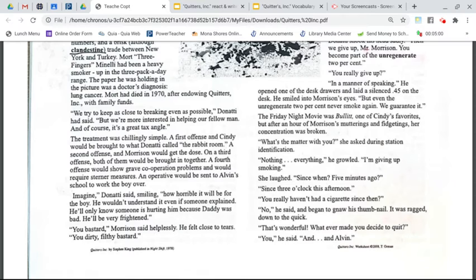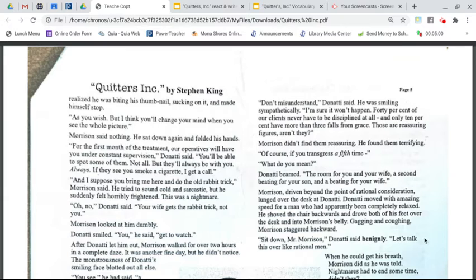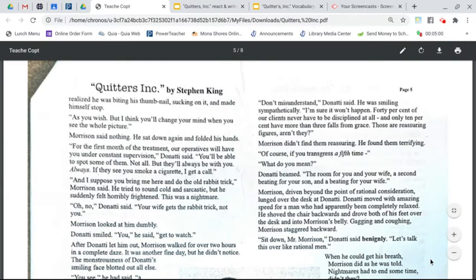Imagine, Donati said, smiling, how horrible it would be for the boy. He wouldn't understand it even if someone explained. He'd only know someone is hurting him because Daddy was bad. He'll be very frightened. You bastard, Morrison said helplessly. He felt close to tears. You dirty, filthy bastard. Don't misunderstand, Donati said, smiling sympathetically. I'm sure it won't happen. 40% of our clients never have to be disciplined at all, and only 10% have more than 3 falls from grace. Those are reassuring figures, aren't they?